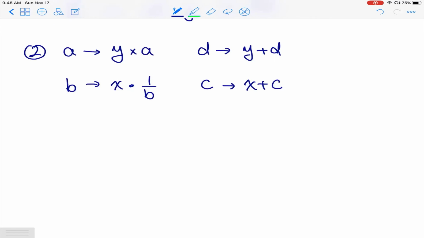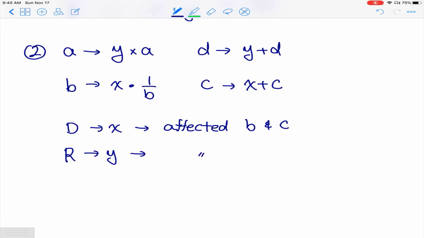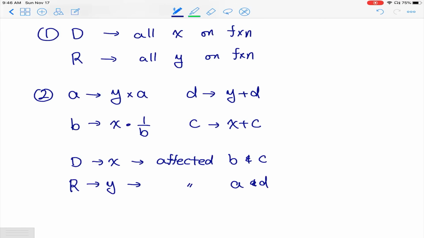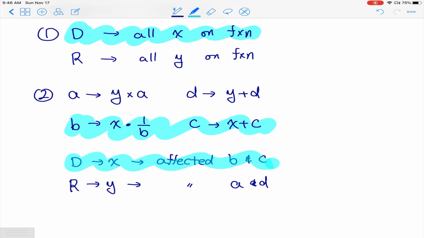This tells me that our domain, which is our x values, is affected by just two things, b and c. Same thing goes for the range: the y value is affected by a and d. If you remember these, it should be quite simple and easy. I will highlight these in different colors so you can see it more clearly: the domain, the x values, in blue, and the y values, the range, in yellow.